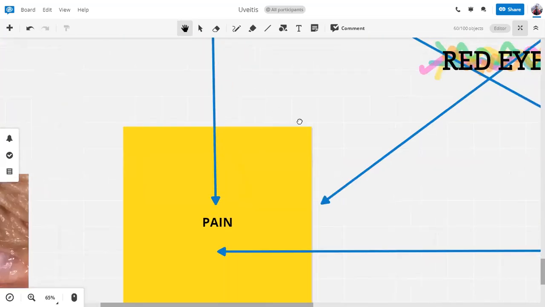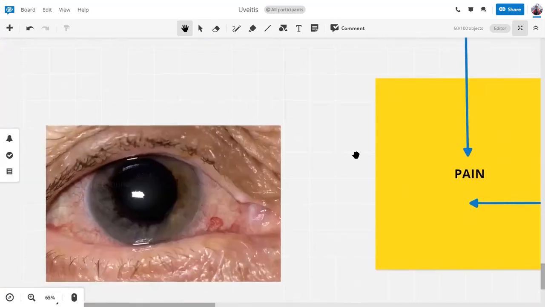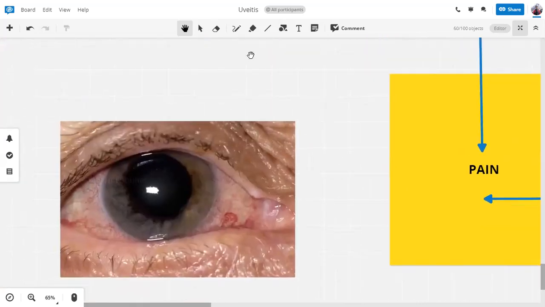Now in a patient who has red eye and has pain, and on examination, this is what you see. What do you see on the examination? क्या नजर आ रहा है?